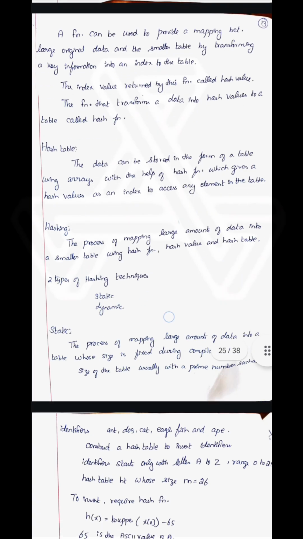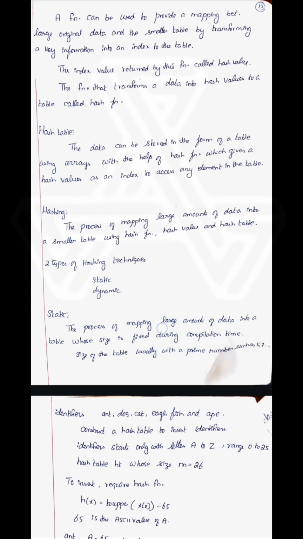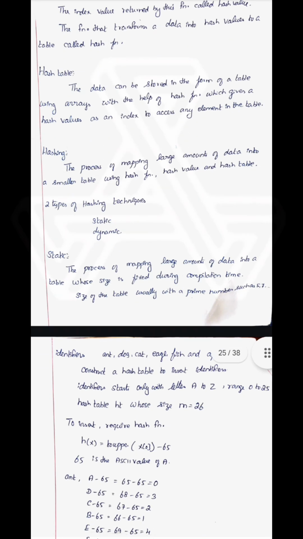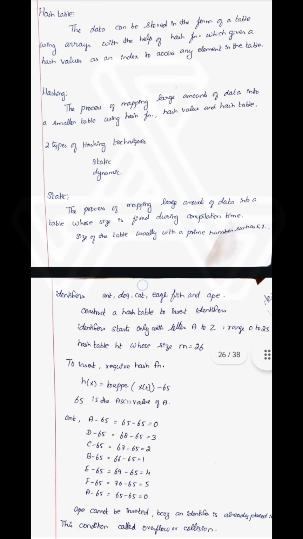Hash table: the data can be stored in the form of a table using arrays with the help of a hash function, which gives a hash value as an index to access any element in the table. Hashing is the process of mapping a large amount of data into a small table using a hash function. There are two types of hashing techniques: static and dynamic.